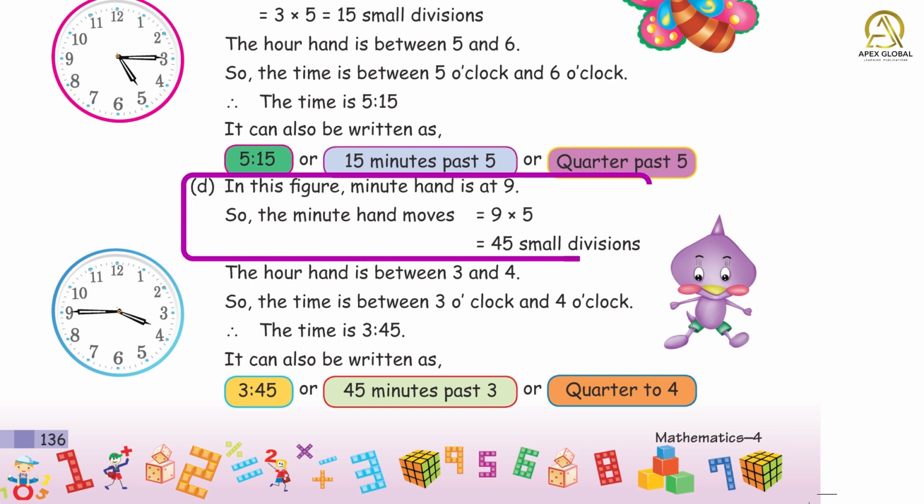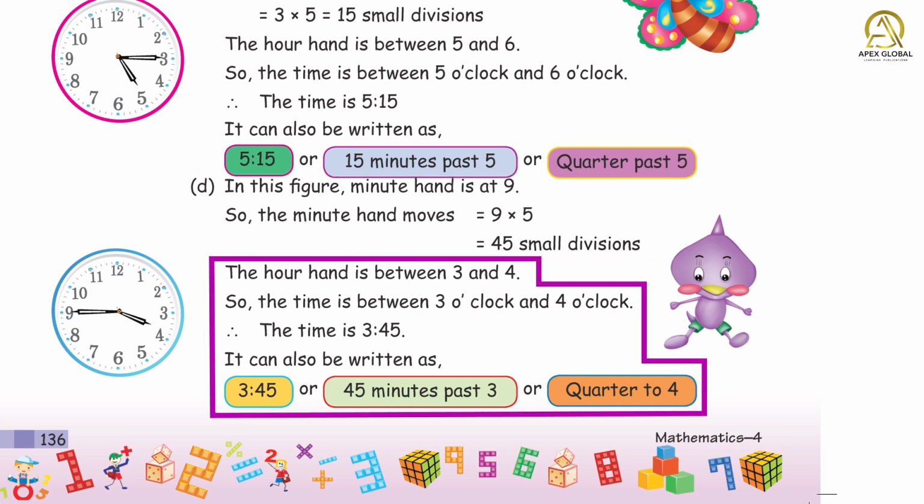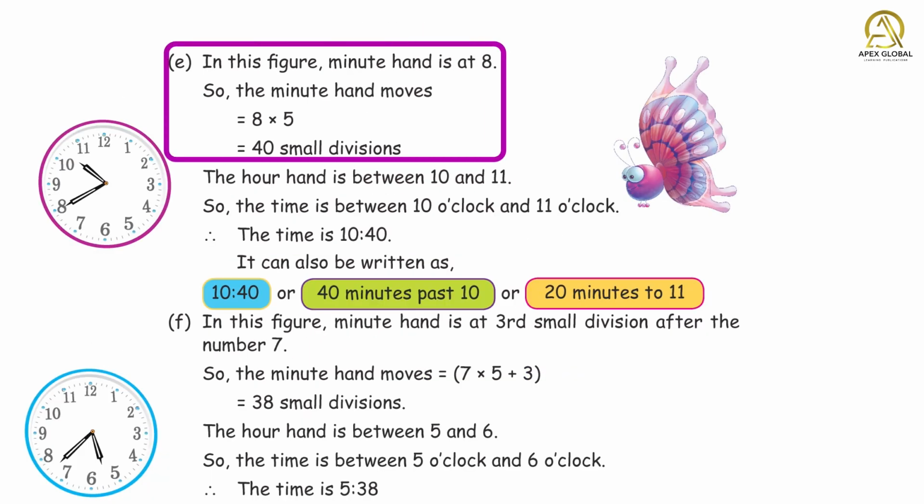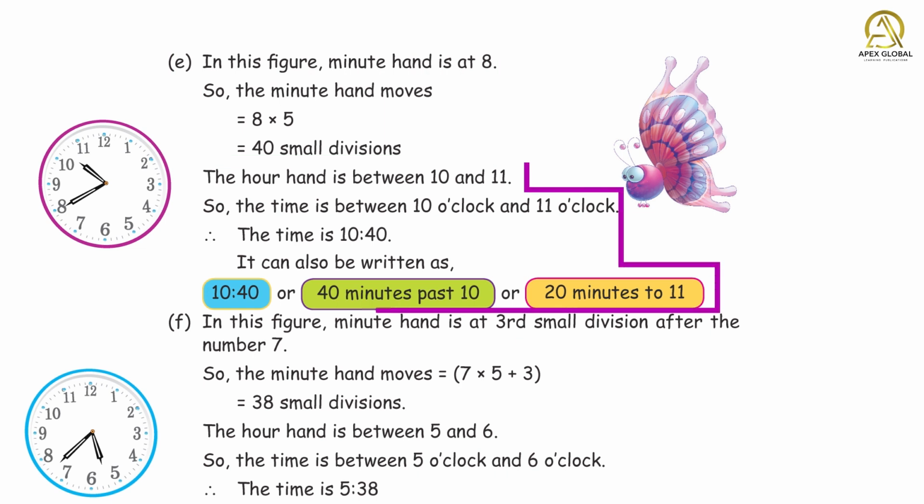D. In this figure, the minute hand is at 9. So, the minute hand moves 9 times 5 equals 45 small divisions. The hour hand is between 3 and 4. So, the time is between 3 o'clock and 4 o'clock. The time is 3:45. It can also be written as 45 minutes past 3 or 15 minutes to 4. E. In this figure, the minute hand is at 8. So, the minute hand moves 8 times 5 equals 40 small divisions. The hour hand is between 10 and 11. So, the time is between 10 o'clock and 11 o'clock. The time is 10:40. It can also be written as 40 minutes past 10 or 20 minutes to 11.